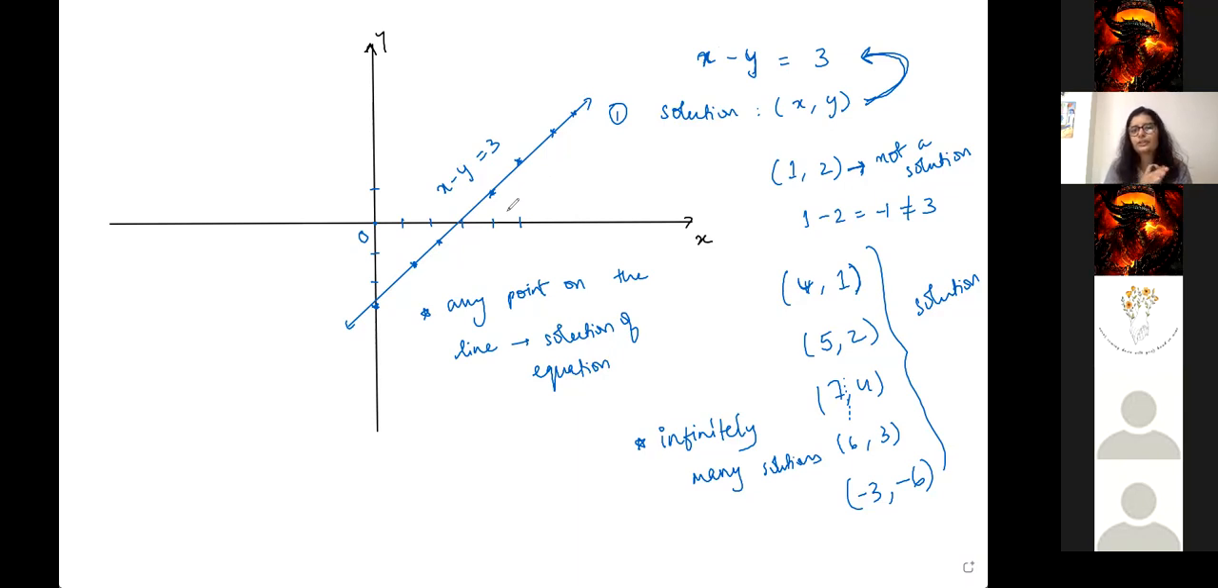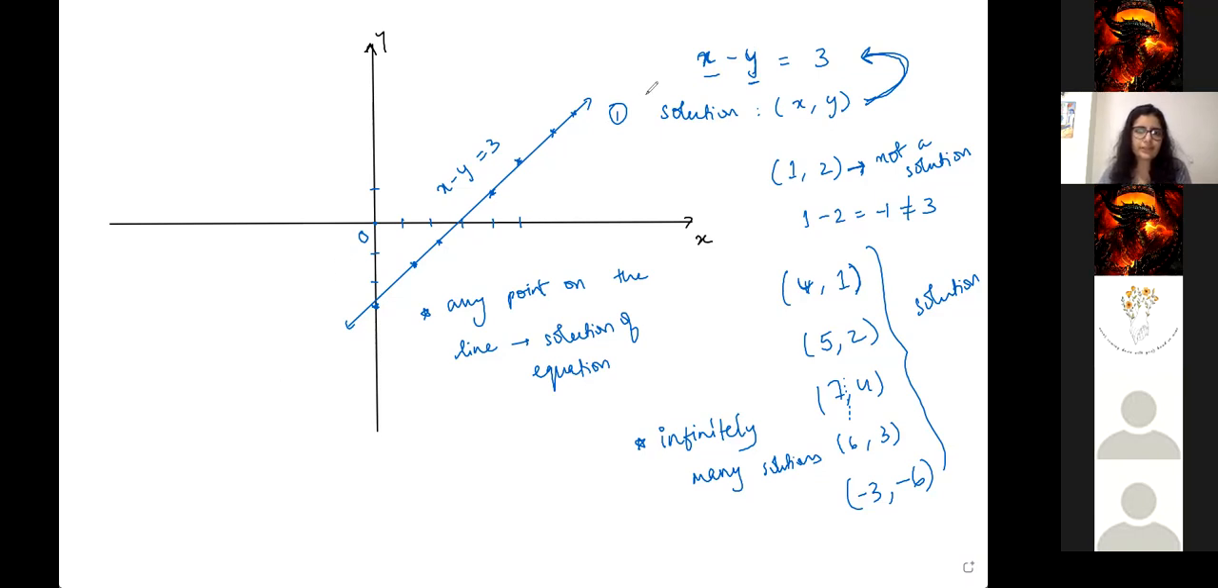So a solution is basically any value of x and y that will satisfy a given equation, and you will find infinite such values that can satisfy an equation. If you take a single equation, there are infinitely many solutions, because depending on x, you can find a different value of y. If we took x as 500, then y could be something like 497, right? So all it needs to do is satisfy this equation.